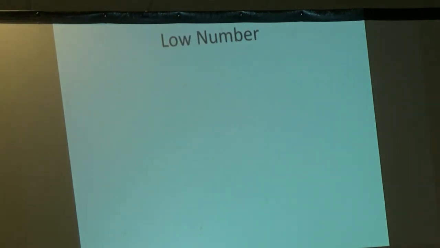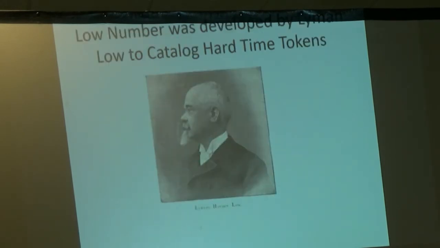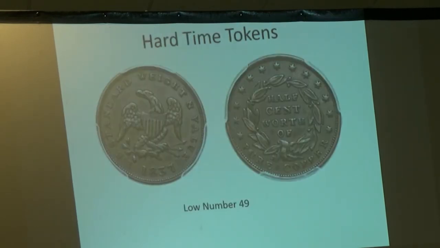Low number. Serial number. Huh? Currency serial number. No. Anybody else? Mintage. Low numbers represent a fellow who came up with a catalog, and it represents hard time tokens. The fellow, Lee Low, back in the 1860s, actually came up with a catalog of about 110, 120 hard time tokens, and the next slide will show you an example.